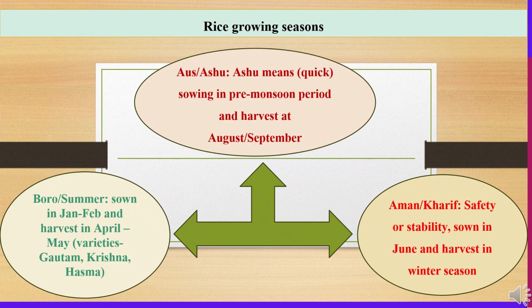Boro or summer crop. Sowing, January-February. Harvest, April-May. Varieties, Gautam, Krishna, Hasma. Feature, grown mainly with irrigation during the dry season, high yielding if water supply is assured.